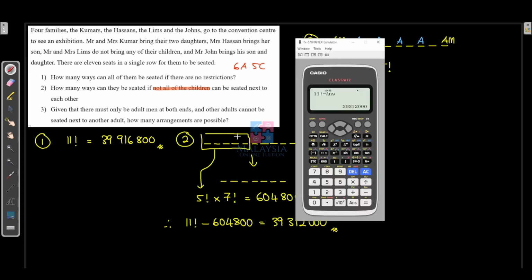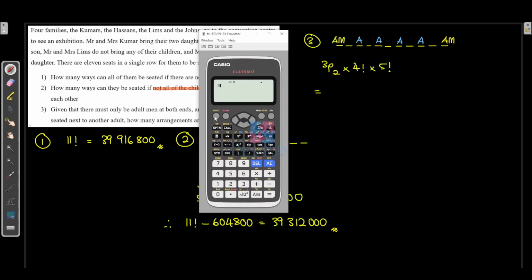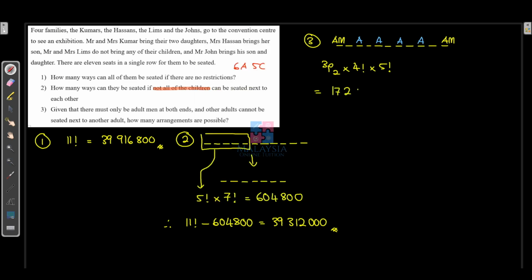So 3P2 for the 2 adult men, we have 3 of them, so 3P2 is 6, times 4 factorial for the remaining 4 adults, and then times 5 factorial for the remaining 5 children. So we get 17,280 possible arrangements. This is the final answer for question number 5, part 3.